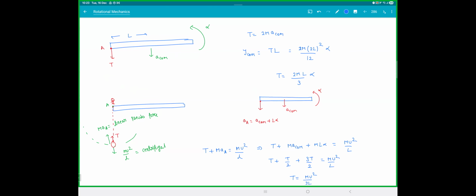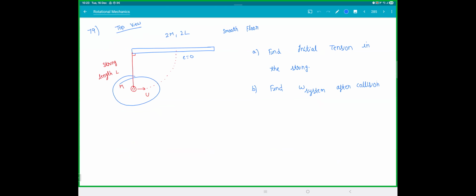The question is this. Let me ask you this question. Is this ball going in a circle? Yes or no? It's not going in a circle. If you're standing in the ground frame, the ball is not going in a circle. That means you can't use centrifugal force.